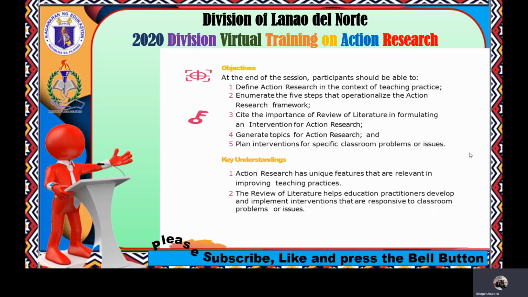So here are the key understandings. The first one, action research has unique features that are relevant in improving teaching practices. And the second one is that the review of literature helps education practitioners develop and implement interventions that are responsive to classroom problems or issues. So we will start now.